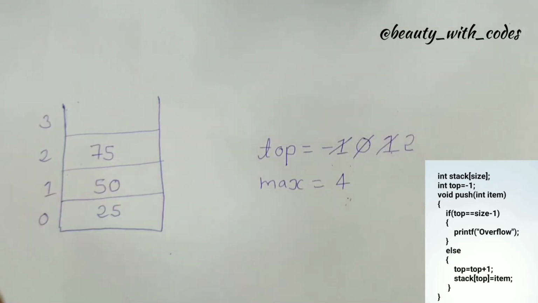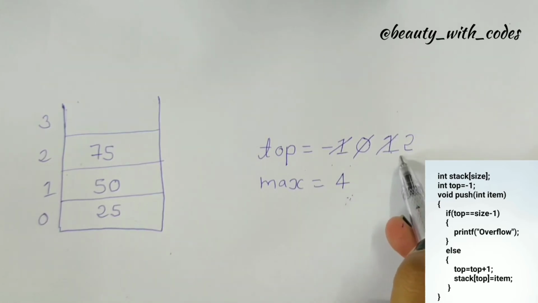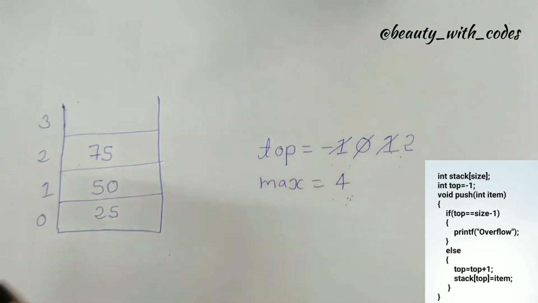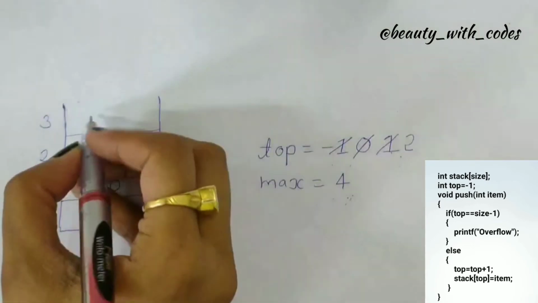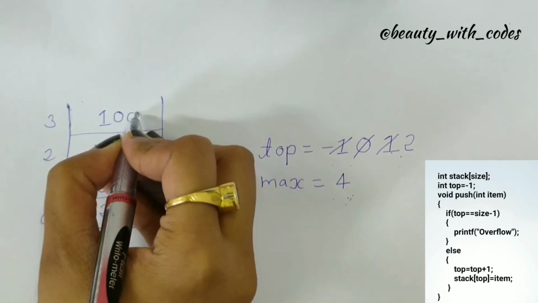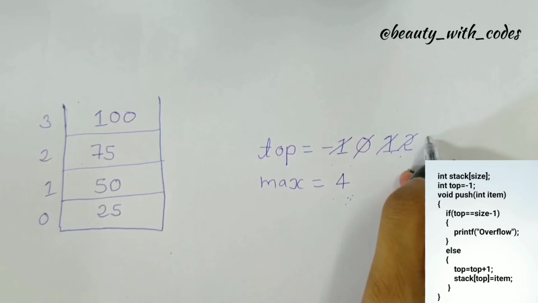Now we want to insert 100 in our stack. Okay, so check whether max minus 1 is equal to top or not. Top is equal to 2 and max minus 1 is 3. So these are not equal. It means we can insert 100. Okay, so yes, we have inserted 100. Now, sorry, top is equal to 3 now.